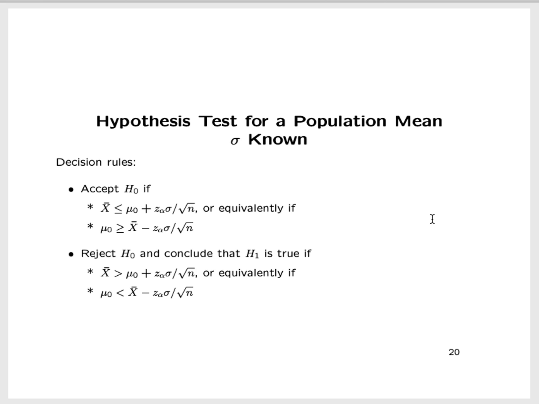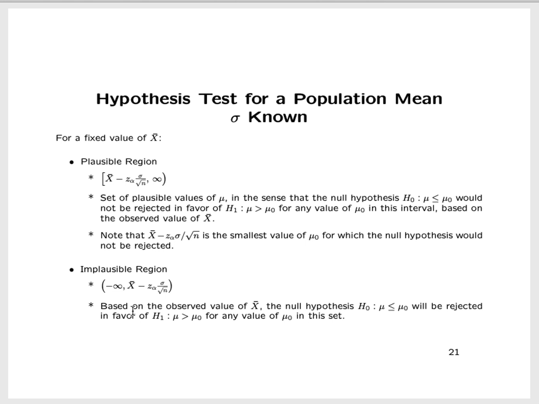Stated in terms of decision rules, we would accept the null hypothesis if the value of x bar is less than or equal to this quantity, and we would reject the null hypothesis and conclude that the alternative is true if x bar exceeds that quantity. We can also restate these decision rules in terms of mu sub 0, the hypothesized value, in the ways listed here. And when we do that, that leads again to thinking about this in terms of plausible and implausible regions, values.